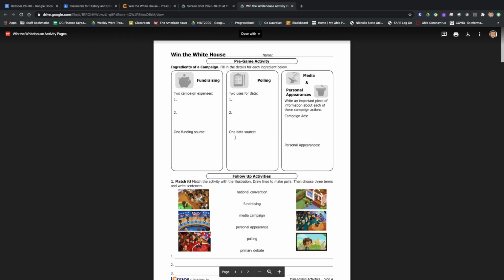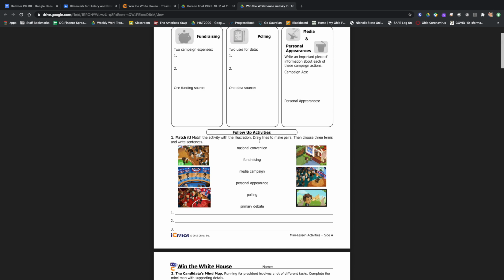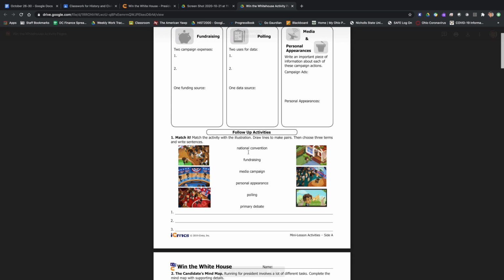Now, first, you've got this pre-game activity. Those of you that are in-person learners, on Monday, we're going to be doing this together. So you've got this pre-game activity. You've got these follow-up activities. So here, for instance, match the activity with the illustration. Draw lines to make pairs. So, National Convention. Which one of these from the game is the National Convention? You just draw a line to it. You draw a line to wherever you think it is.